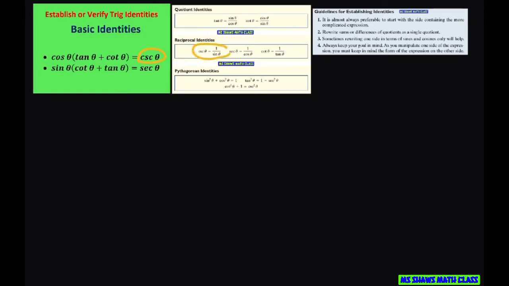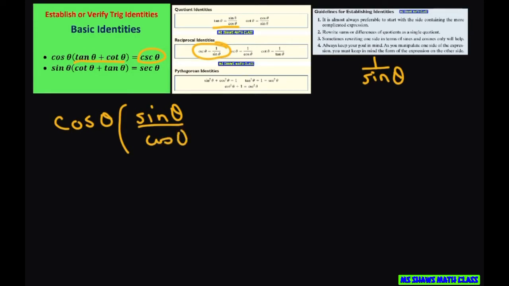that to the side. That's really 1 divided by sine of theta. On this one, I am going to write these in terms of sine and cosine. So I'm going to write cosine of theta, and tan of theta is sine of theta divided by cosine of theta. And then we have plus cotan of theta. And what's that? Cotan is cosine of theta divided by sine of theta.